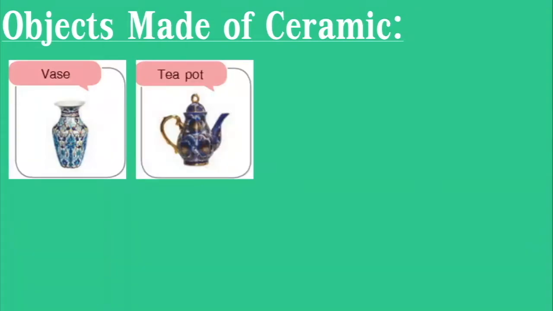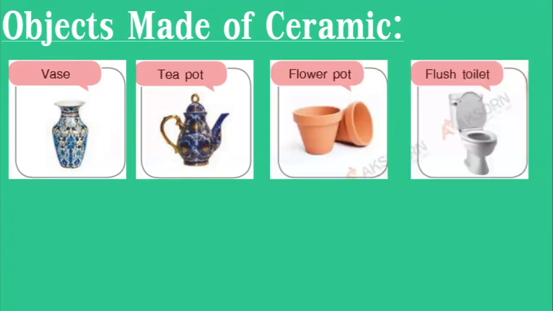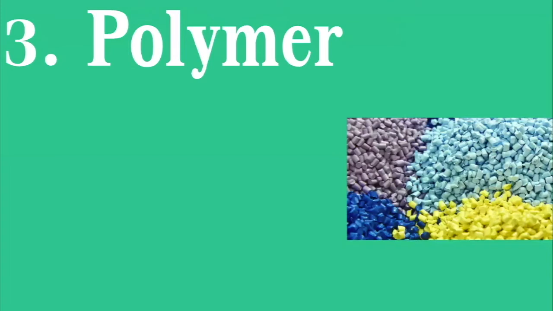Objects made of ceramic are vase, teapot. Repeat after me, please. Vase, teapot, flower pot. Repeat after me. Flower pot, flush toilet, dragon jar, right?